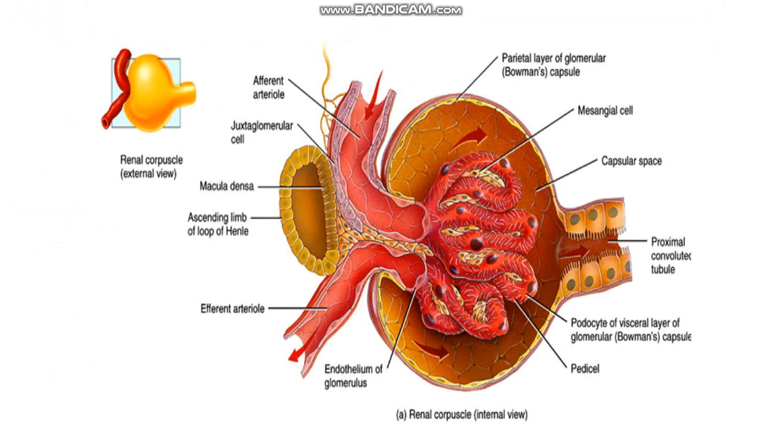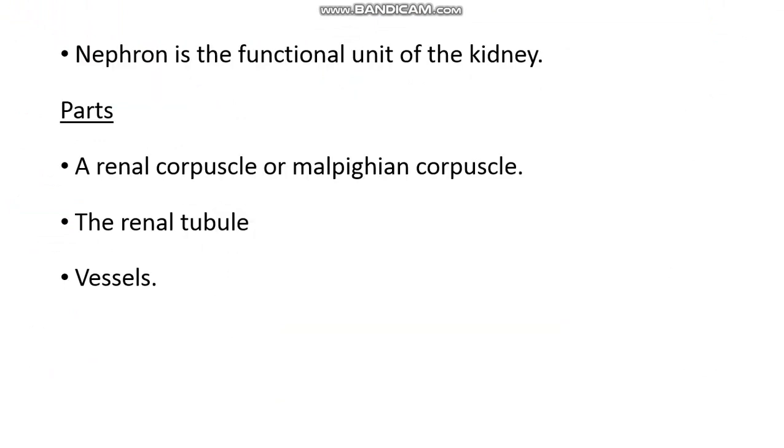Okay. So here is one part of the nephron, that is the renal corpuscle, and we can see what a nephron is. As we already said, nephrons are the functional unit of the kidney. Each nephron is composed of the following parts. Mainly three parts are there: a renal corpuscle or Malpighian corpuscle, then the renal tubule and renal vessels.